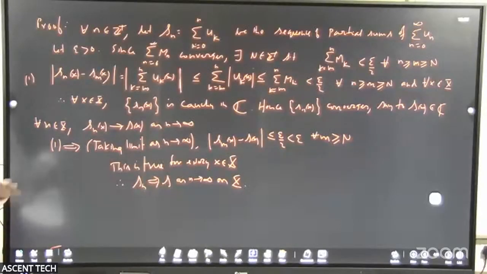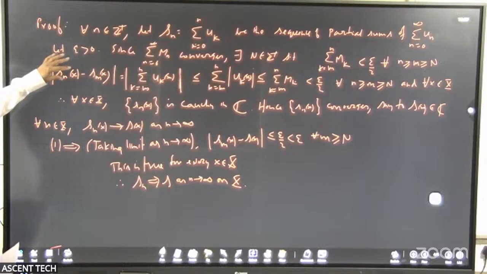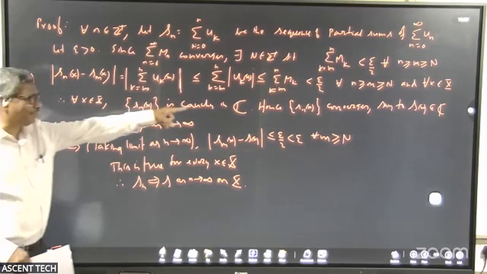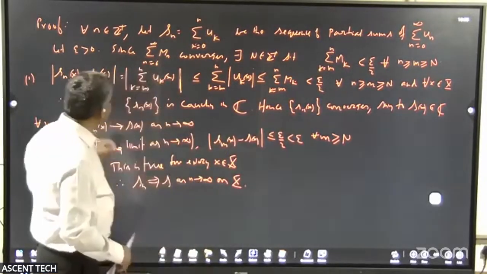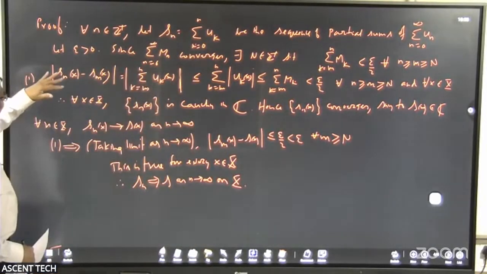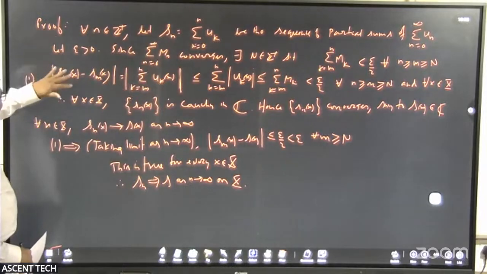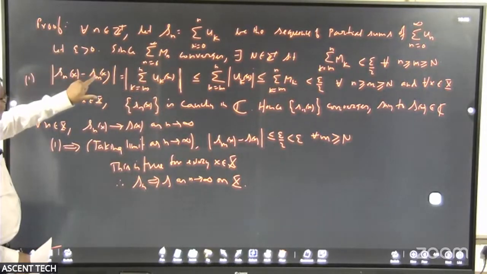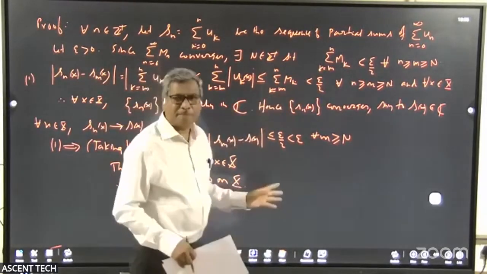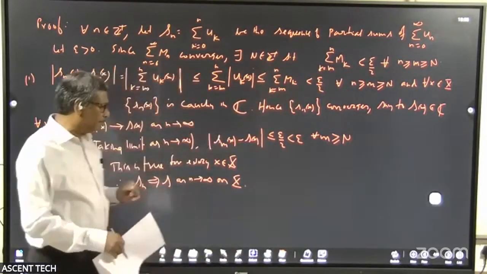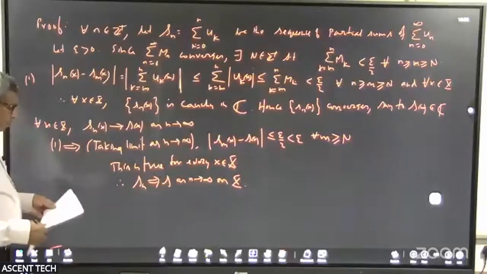So you see, the topology is being used very nicely. I only showed that Sn(x) is Cauchy, and since the space is complete, it converges to something. Then when I use the same inequality and let m tend to infinity, this goes to |Sx minus Snx|, which at best becomes less than or equal to epsilon by 2.